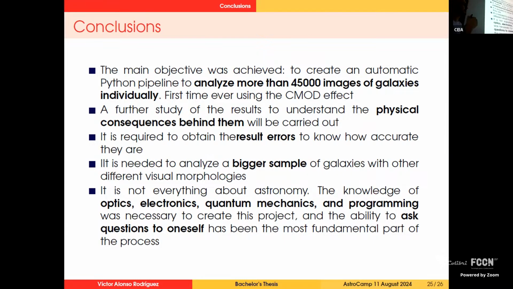It's not just that everything is about astronomy. For this project, I need optics, I need electronics, I need quantum mechanics, I need programming. So it's not just that you like astronomy; you have to know everything about physics to try to understand just a single part of astronomy. So the knowledge that you acquire, for example, in optics or in electronics, is very important because you never know when it's going to be very useful.